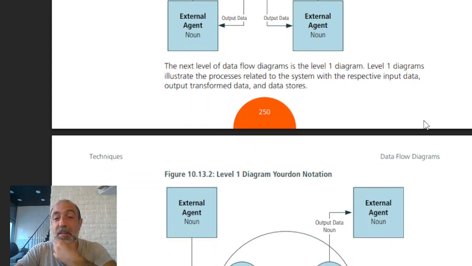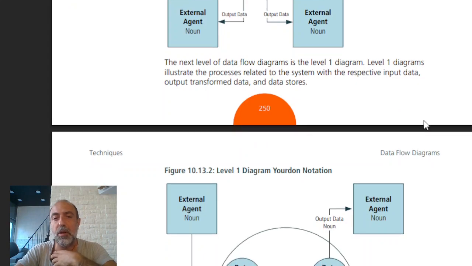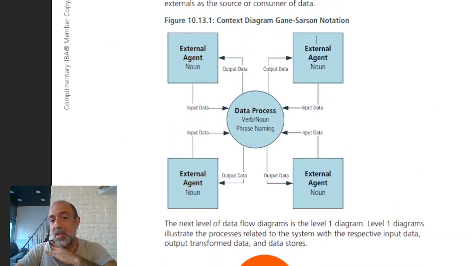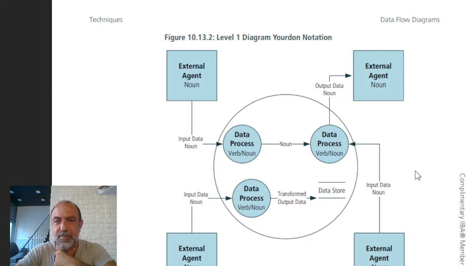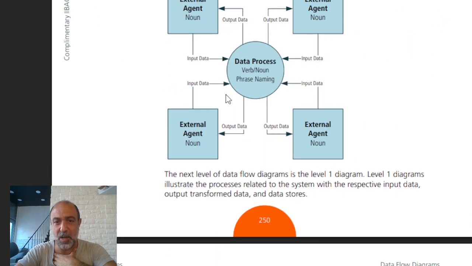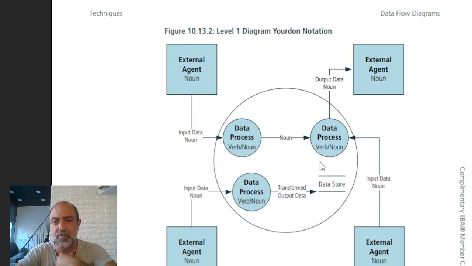And so the next level of data flow diagrams is the level 1 diagram. Level 1 diagrams illustrate the process related to a system with the respective input. Is this a level 0? Okay, this is a context diagram, not a data diagram. And so what they did is the data process that's here, verb, noun, phrase naming, they kind of split them, right?